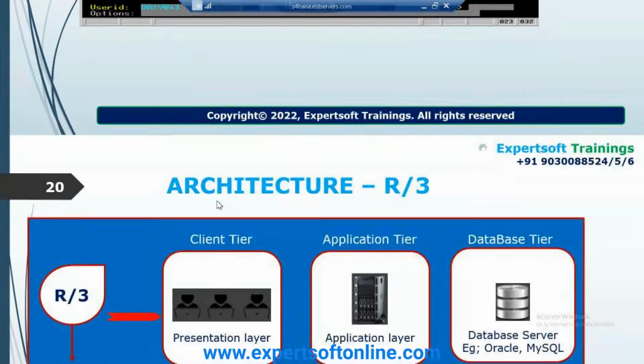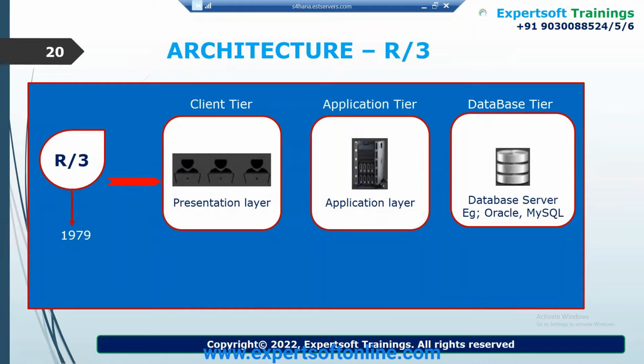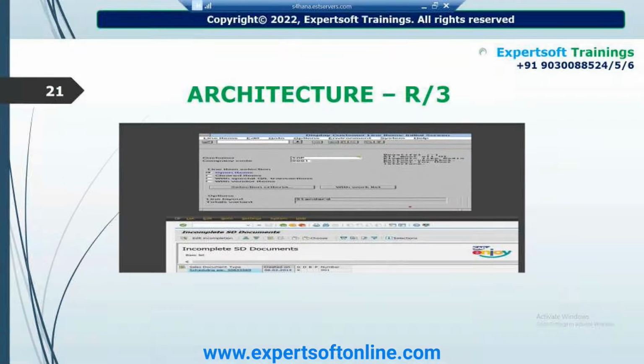Then when they came with R3, they came with a GUI, and they separated the three things: client, application, data. That is why it's called R3. What does 3 stand for? They have differentiated between the database layer, application layer, and presentation layer. Now it's easy for them to understand where the issue is: is the presentation layer causing the issue, the application layer, or the database? Is that clear? R1, R2, R3. Okay. Yes.